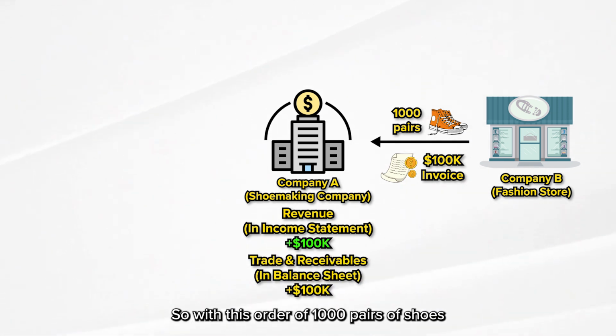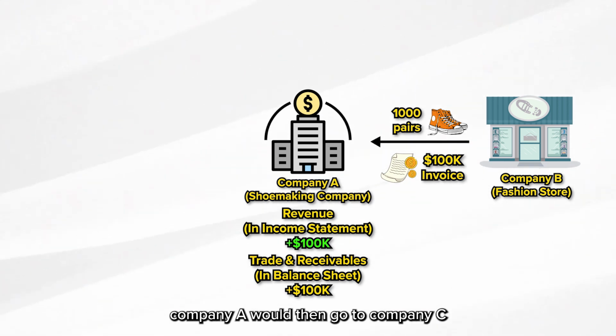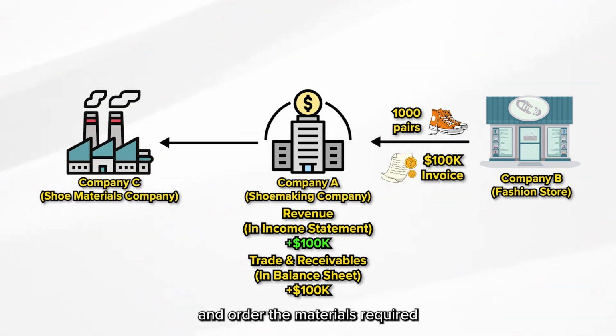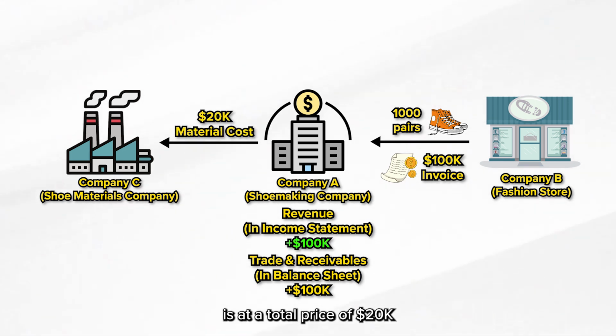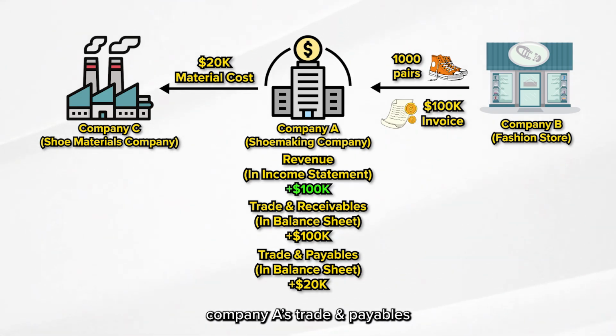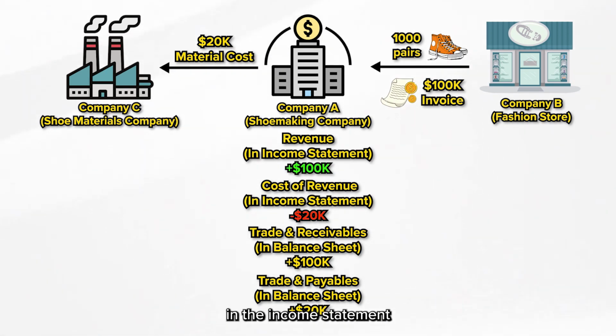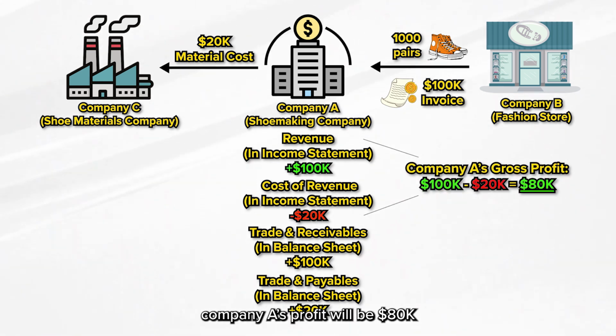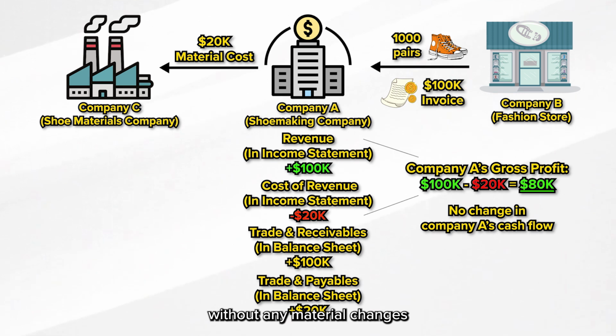So with the order of 1,000 pairs of shoes, company A would then go to company C and order the materials required to make the shoes. Let's say the material cost price is at a total price of 20,000. So another invoice would then be sent to company C, and this 20k would be under company A's trade payables, and will also be included in the cost of revenue in the income statement. In this sense, company A's profit will be 80,000 without any material changes to its inherent cash flow.